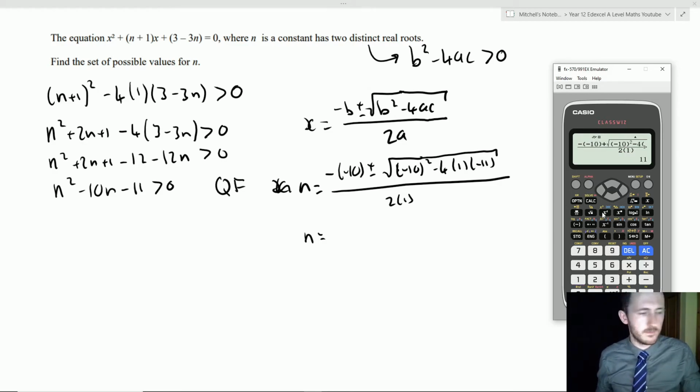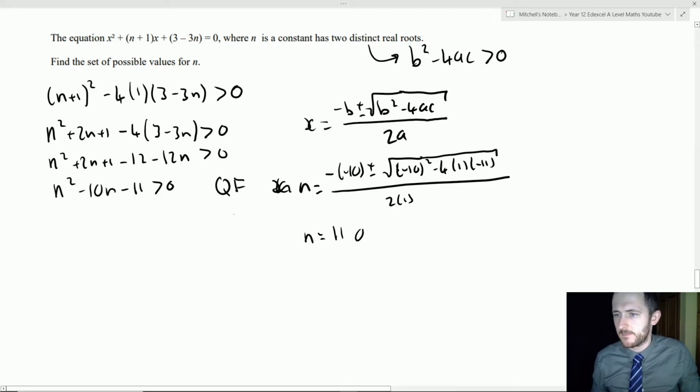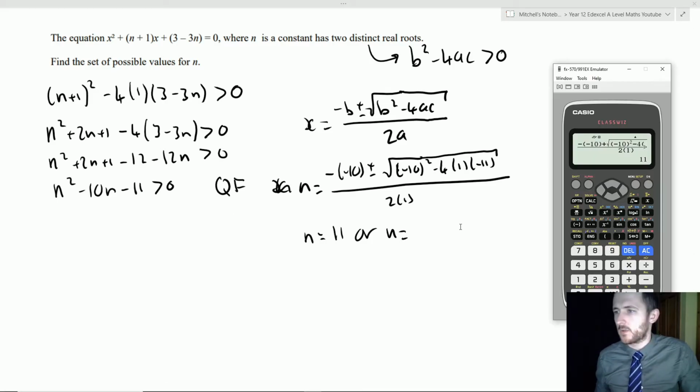So I get, just make sure that's all. So, yeah, minus 10n. Okay, wonderful. So I get 11 or n equals. Also, one thing that really triggers me, just use the arrow keys to go and change the thing.